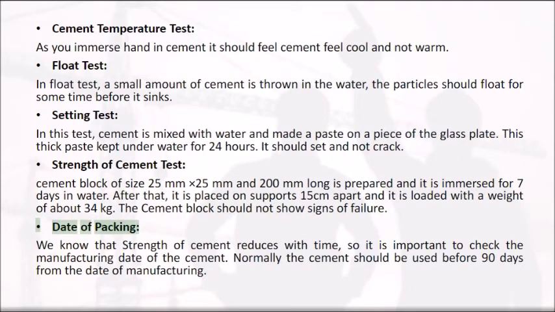Date of packing. We know that the strength of cement reduces with time, so it is important to check the manufacturing date of the cement. Normally the cement should be used within 90 days from the date of manufacturing.